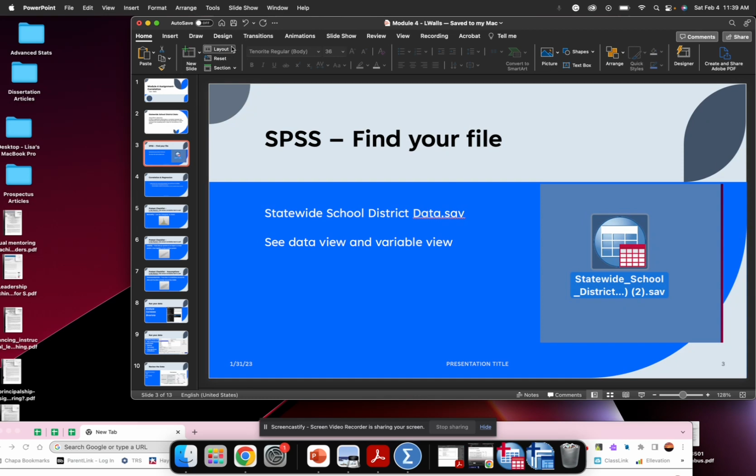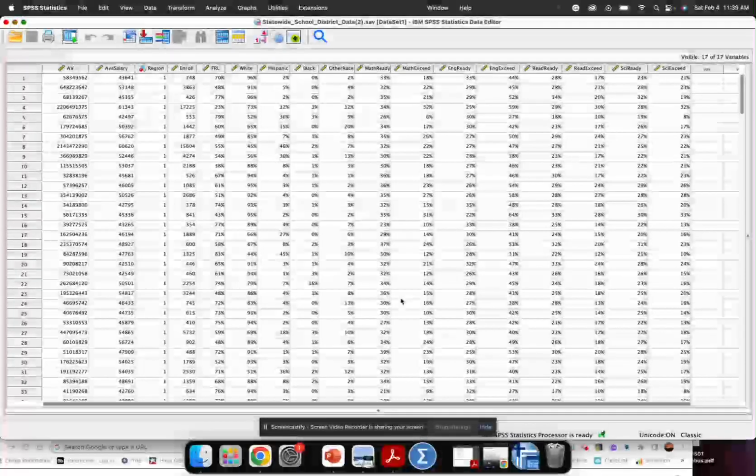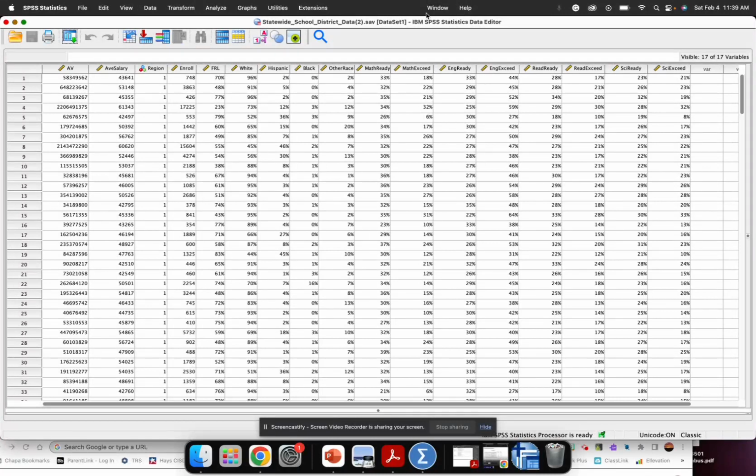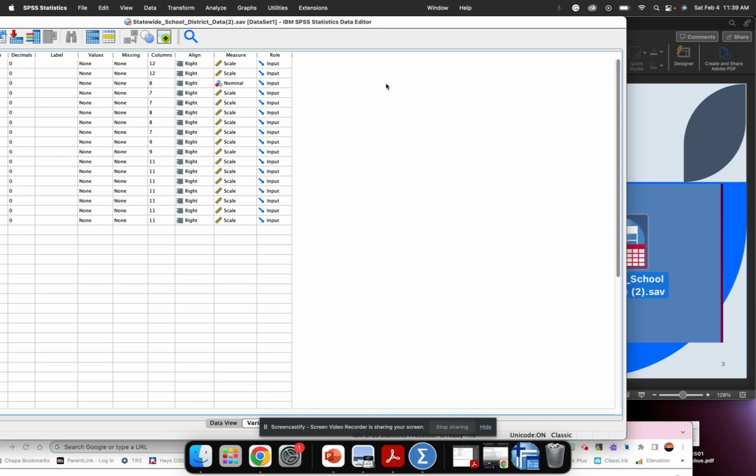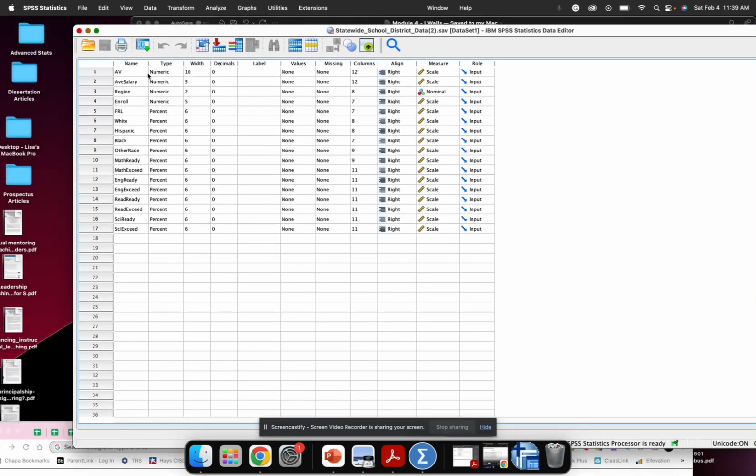So we're going to find our file, which is the statewide school district data.sav. So we're going to pull that up. And remember, we have two views. Here we have our data view, which you can see all the data, or you can look at the variable view, which then just shows you all the variables that we have.